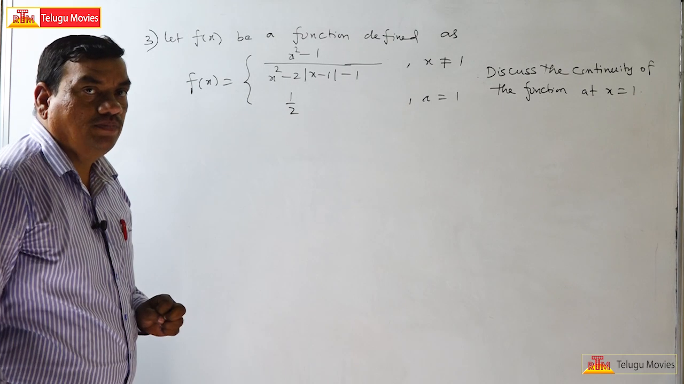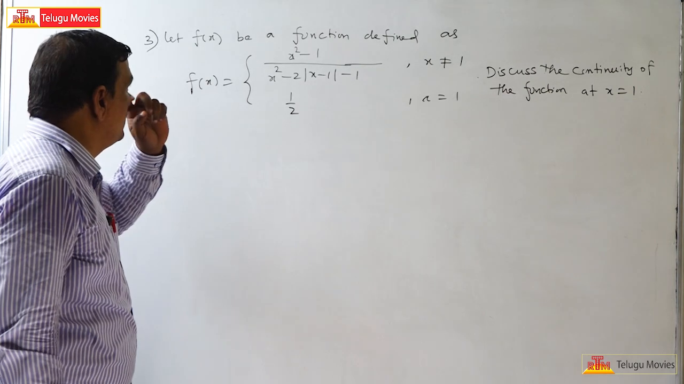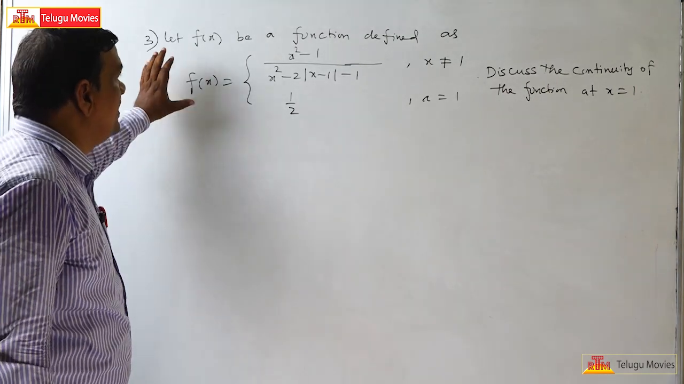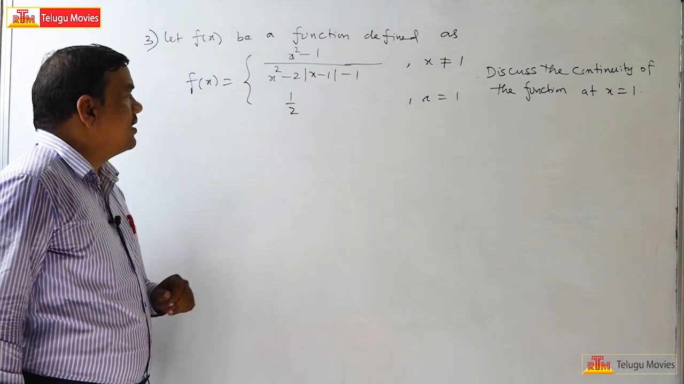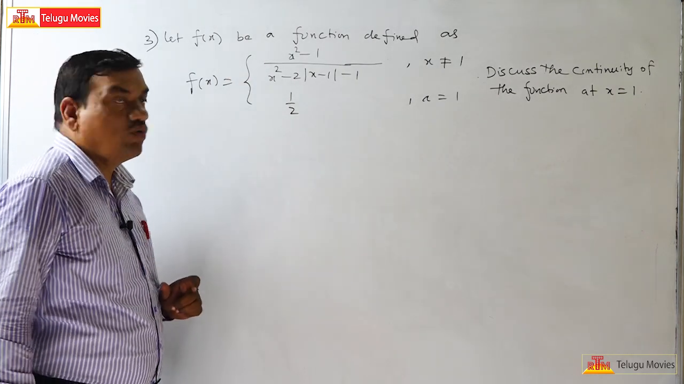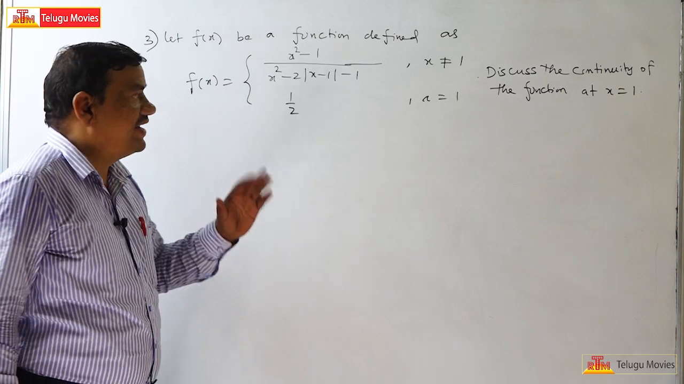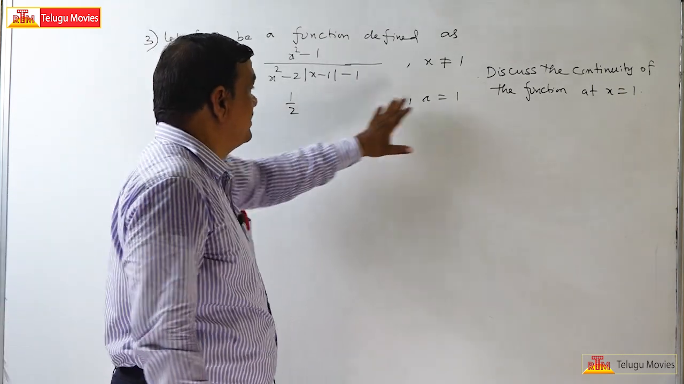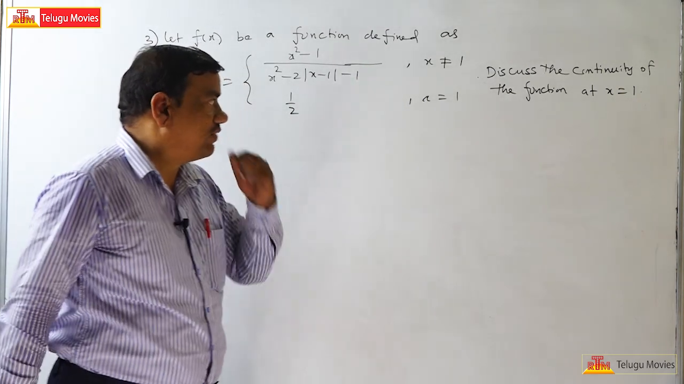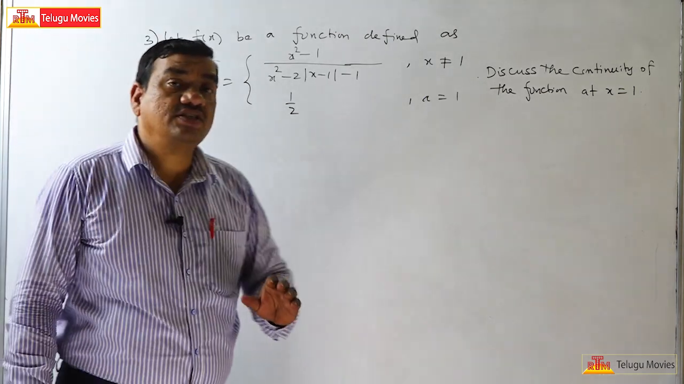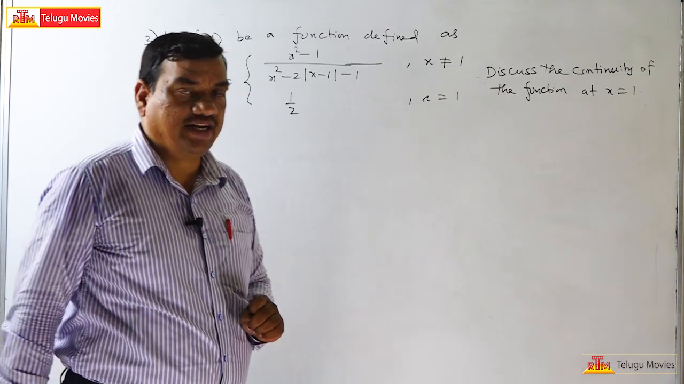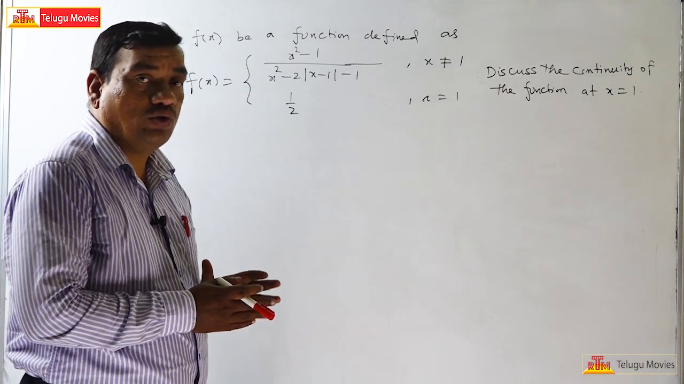Welcome to this problem. Let f of x be a function defined as f of x is equal to x square minus 1 upon x square minus 2 times modulus of x minus 1, where x is not equal to 1. If x is equal to 1, the functional value is 1 by 2. Discuss the continuity of the function at x is equal to 1.